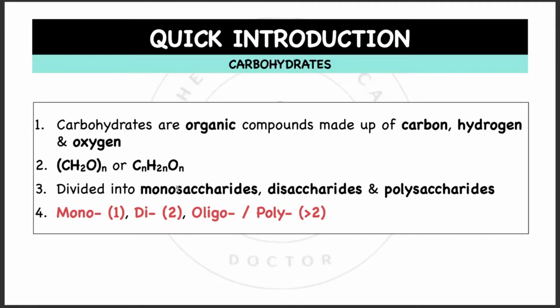It's divided into monosaccharides, disaccharides, and polysaccharides. So mono meaning one here, di meaning two, and depending if it's oligo or poly, it's more than two. So you can see the values over here, mono 1. If it's just 1, you add the 1 here, it will become C, H2, and O. Now if it's di, it's 2, replace it with the N value here, so it's C2, H4, O2. And oligo and poly, depending on the number that they give, you add in there, and that's what you will get.